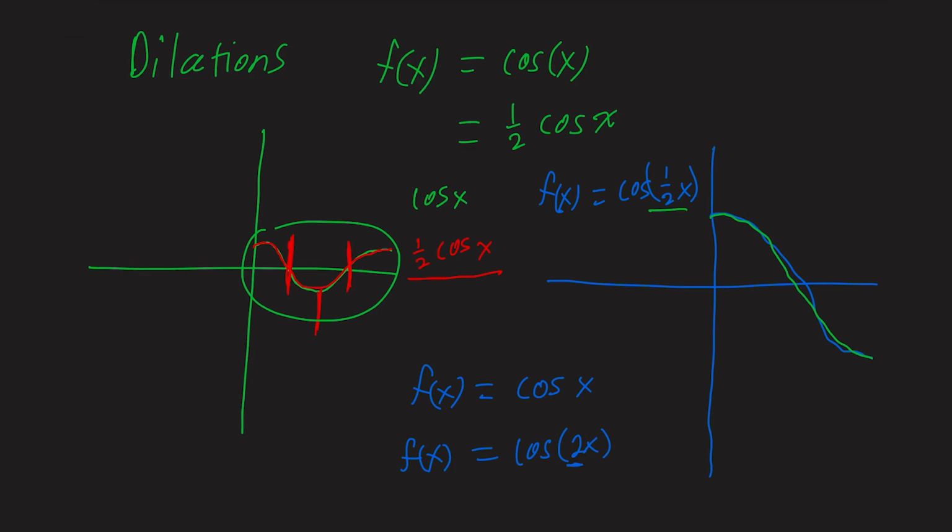So just to reiterate, multiplying by a number less than 1 inside results in an expansion. Multiplying by a number greater than 1 inside results in a compression. And the exact opposite is true in the vertical plane when you're multiplying outside the function. One more thing we have to consider here is going to be reflections. Okay?